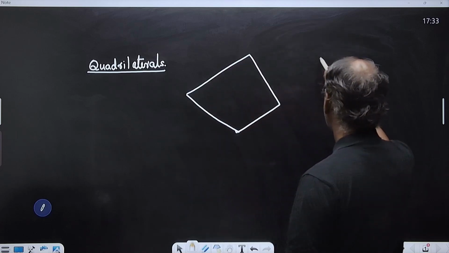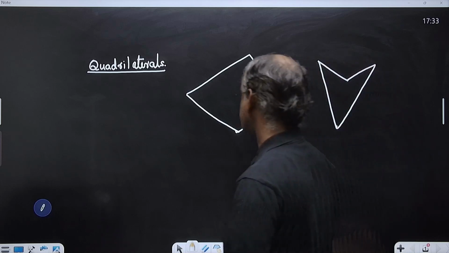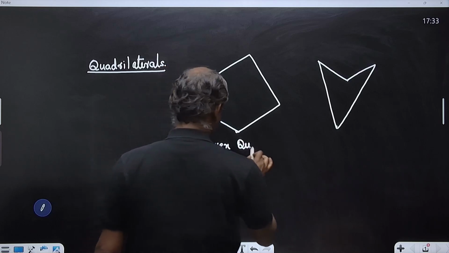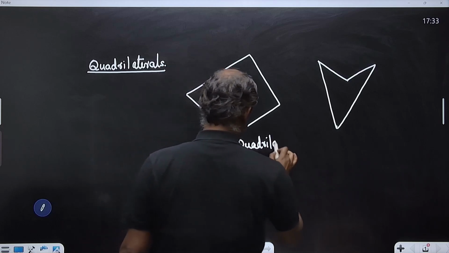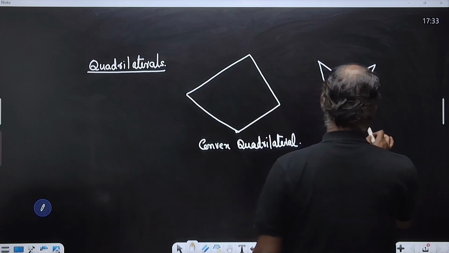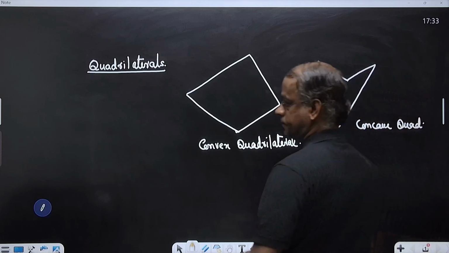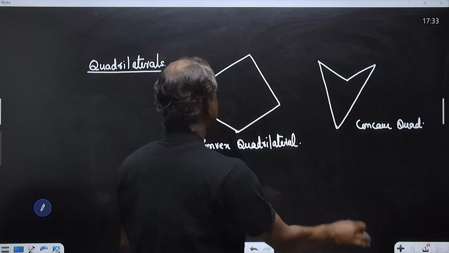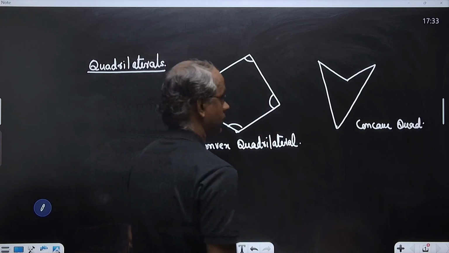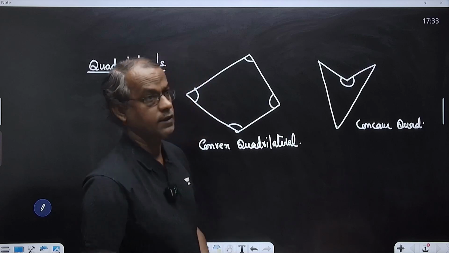A quadrilateral can be of this shape or this shape. Okay, this is a convex quadrilateral. And this is a concave quadrilateral. Now, in a convex quadrilateral, all the angles are less than 180 degrees, and in a concave quadrilateral, see, this angle is greater than 180 degrees.